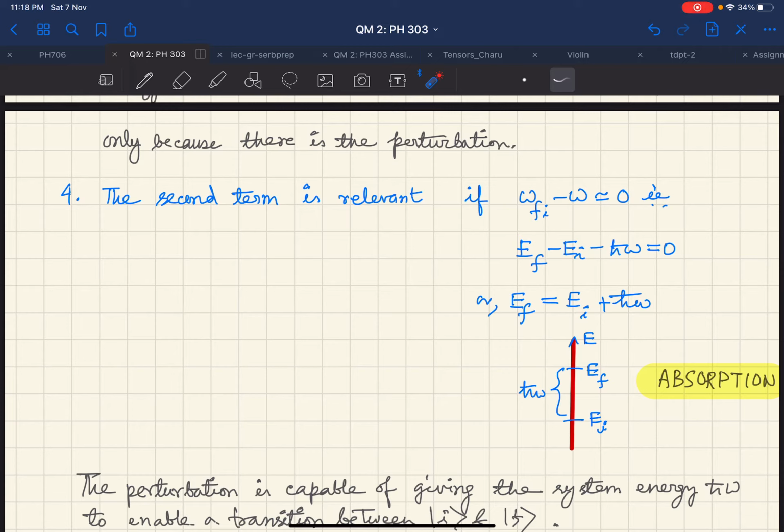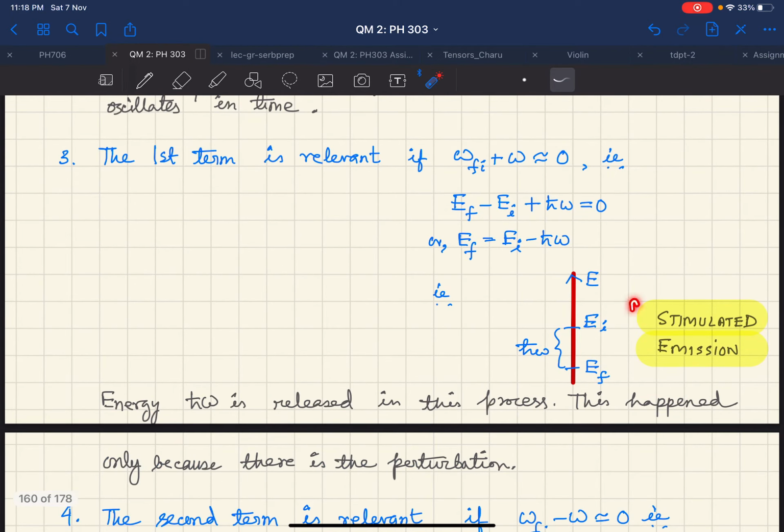It's simply because the perturbation is capable of giving the system some energy ħω to enable some transition between the i to f state, or the initial to final state. So that means energy is being absorbed by the system, by the atom in some level, some state, and by absorbing the energy it actually goes to some higher level, and that process is known as the absorption process. So we are actually having two different processes here. One is known as absorption, another one is known as stimulated emission.